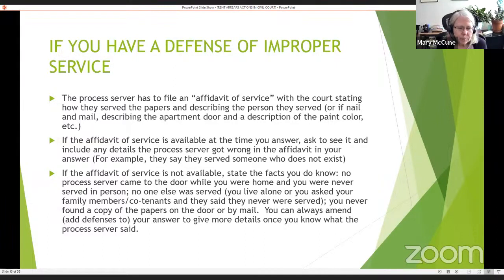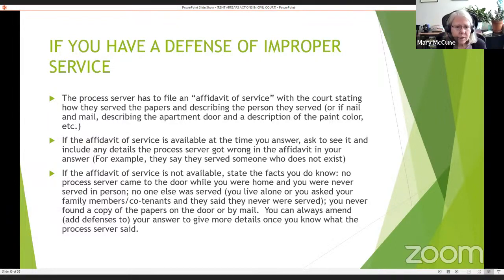If they served a person, they have to describe the person and say the time and the date. And if they just nailed it on your door, they still have to give some description, though it's not of a person. Obviously, it's maybe the color of paint on the apartment door or the hallways, that kind of thing. Often the affidavit of service is not going to be filed before you go answer. So you may not be able to look at it, but ask anyway.